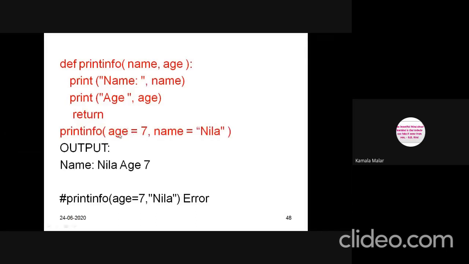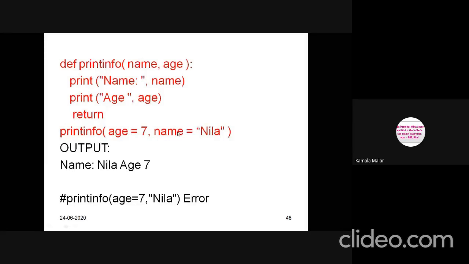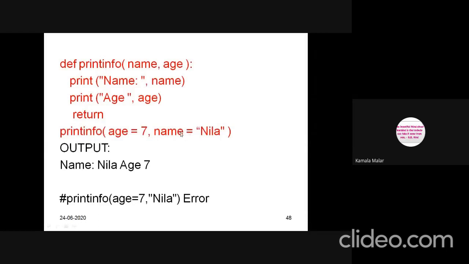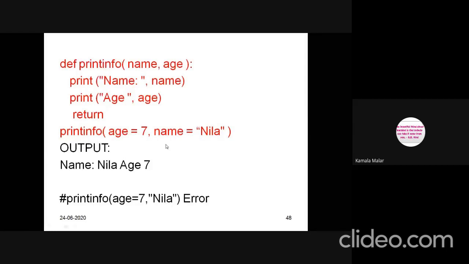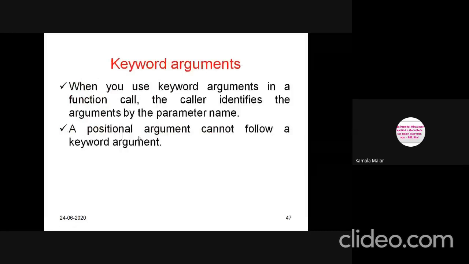So 7 belongs to the age argument. Nila belongs to the name argument. Likewise, I am specifying the key, that is, which parameter that value will be assigned to. Okay, in the function definition, see, first I have given the name, then only age. But in the function call, first I am assigning age and then name. Okay, in whatever order we want, we can assign. So that's why it's named keyword. So the keyword is followed by the value.